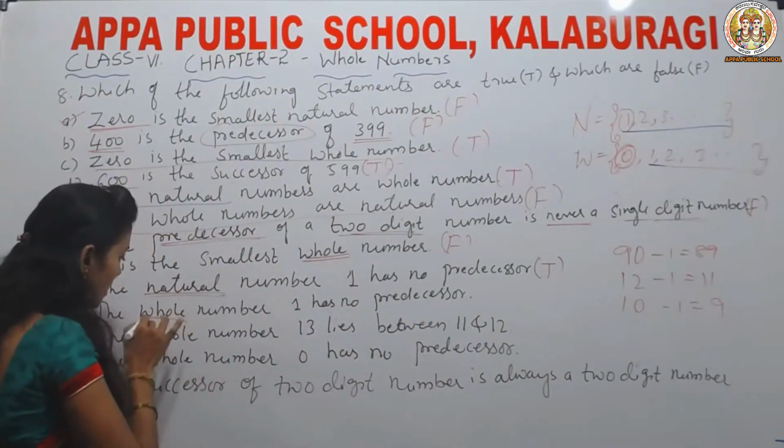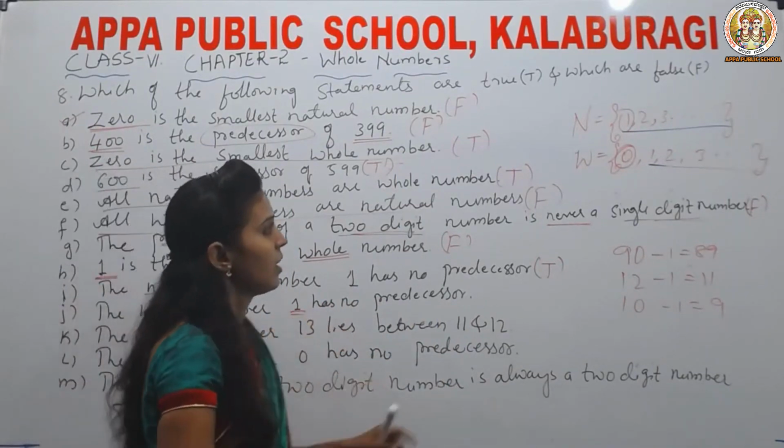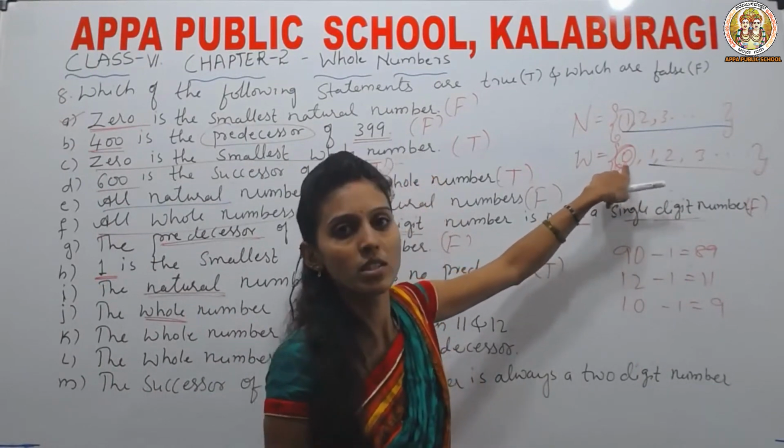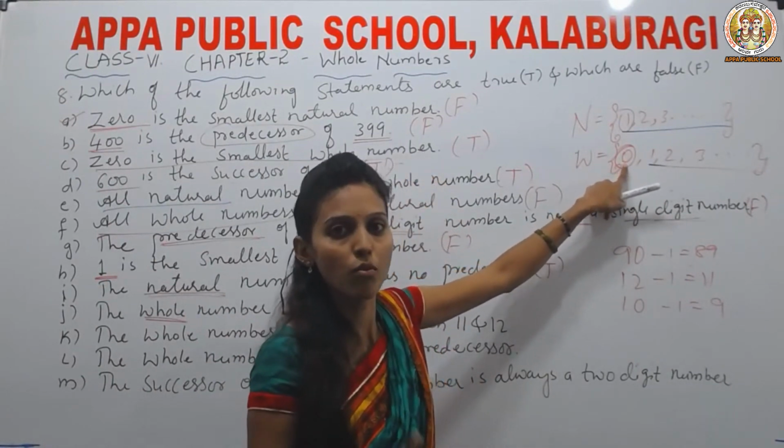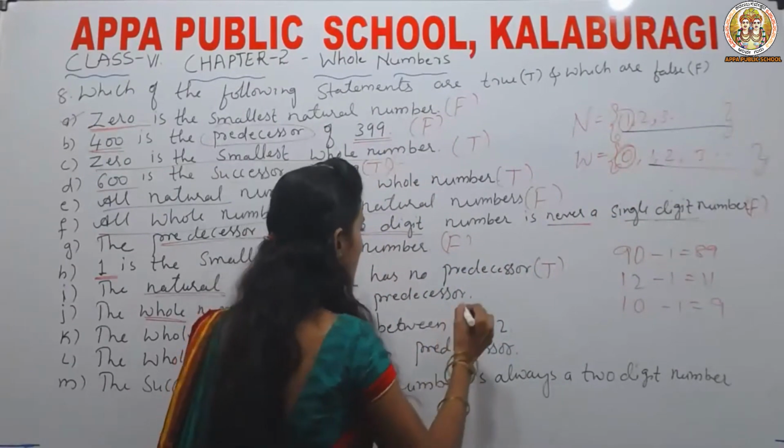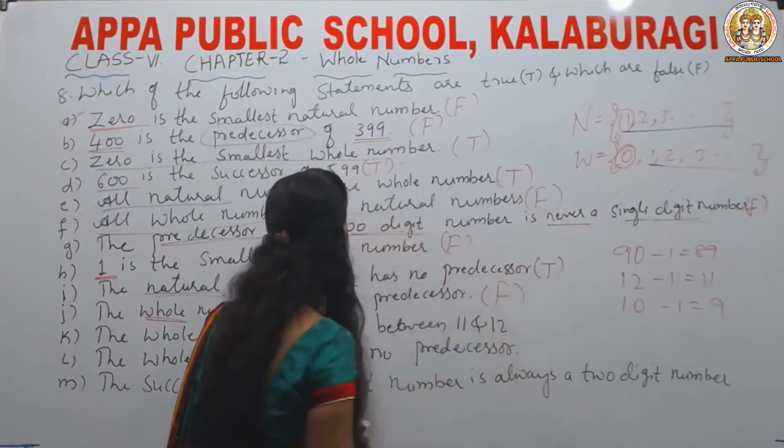Next, the whole number 1 has no predecessor. Is it? See here, whole number 1. Here we have the predecessor. 0 is the predecessor of 1, right? So therefore, this is false.